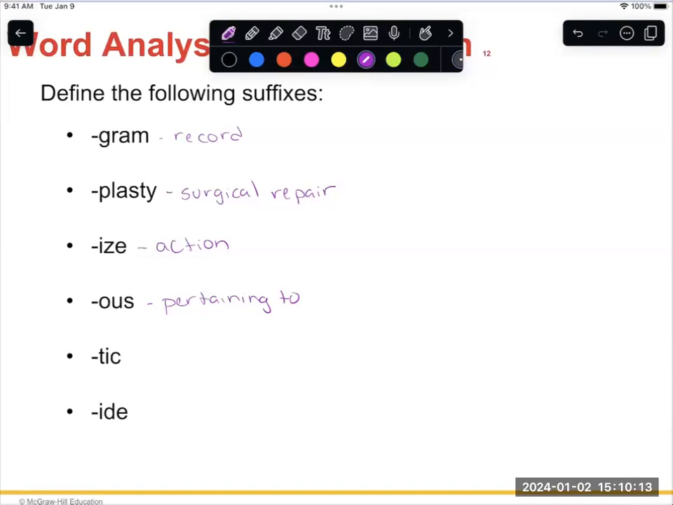Us means pertaining to. Tic is also pertaining to, and ide is having a particular quality, like triglyceride. Tic, thrombolytic, us, percutaneous.